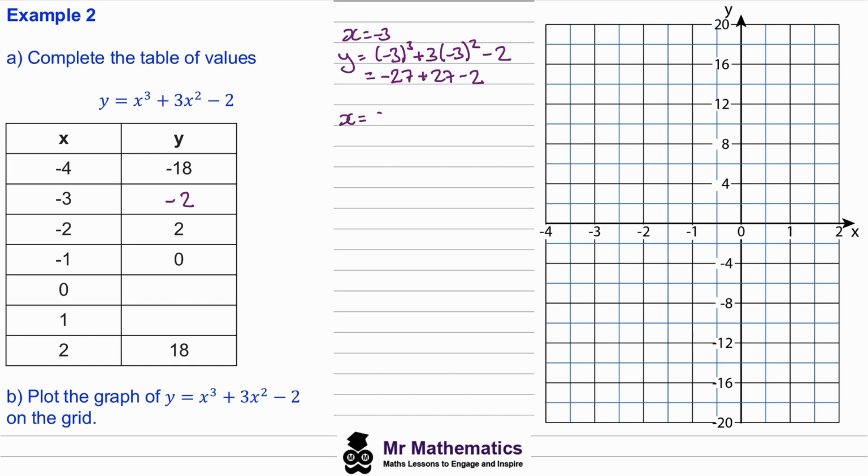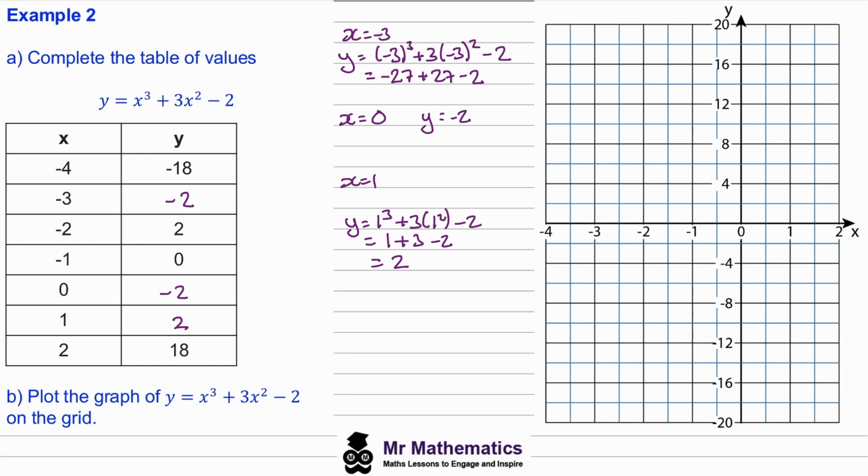When x equals 0, the x cubed will become 0, the 3x squared will become 0, so we're left with y equals -2. And when x equals 1, y will be 1 cubed plus 3 lots of 1 squared minus 2. So we'll have 1 plus 3 minus 2. y will be 4 take away 2. That'll be positive 2. So now you've completed the table of results. Do you want to try and plot the graph?